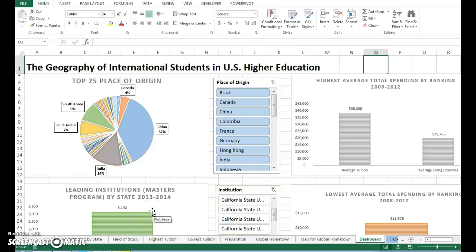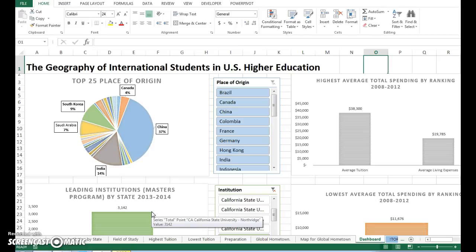I chose a topic about the geography of international students in U.S. higher education for my midterm project. A growing number of international students prefer to choose their higher education in the U.S. rather than other countries. The main reason is that the United States is a preeminent global hub for academic training.